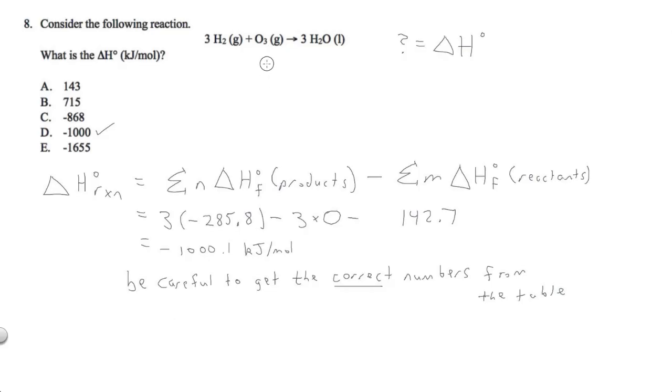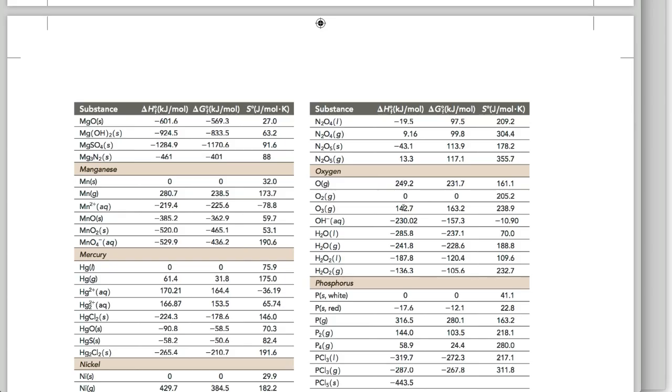And we also need the number for O3 gas. And we take the number 142.7 for O3 gas. Make sure that you do not accidentally take the number for O2 gas. This problem is dealing with O3 gas.